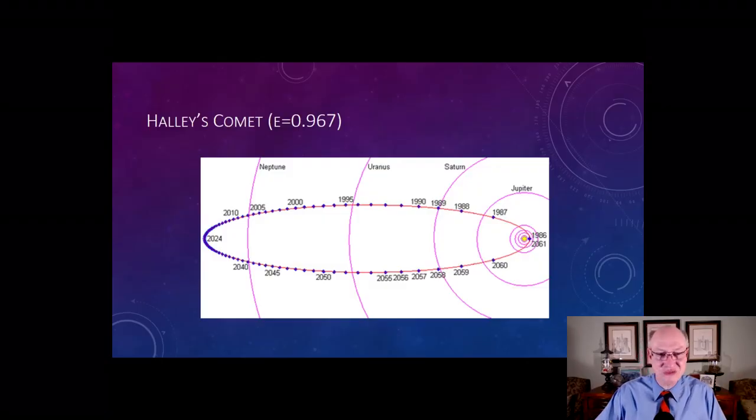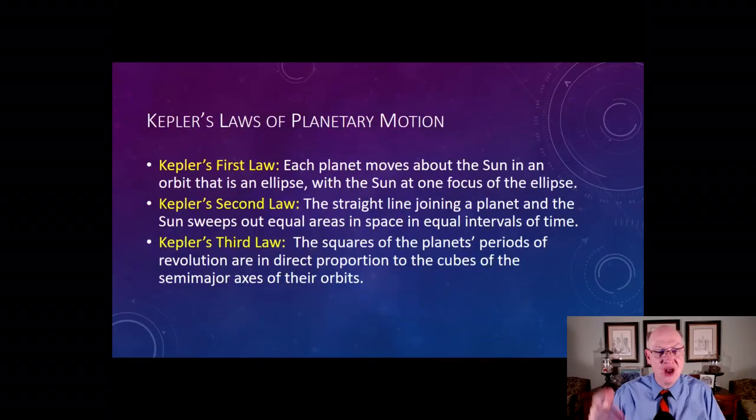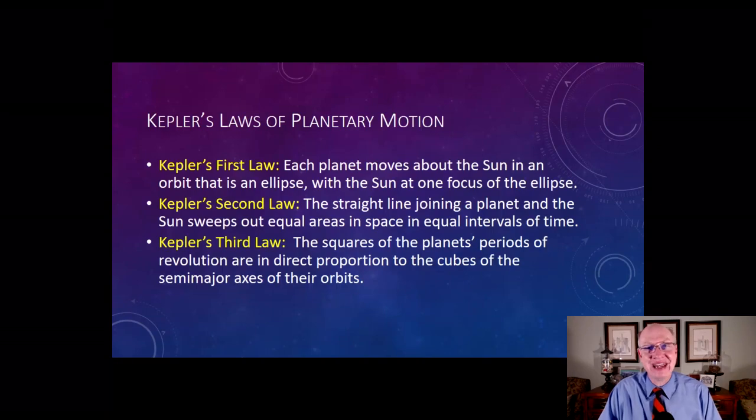So you might say to yourself, well, why didn't Kepler just say that? I mean, why did Kepler have this straight line joining a planet and the sun sweeps out equal areas of space in equal intervals of time? Why did he say that and not just say it moves faster when it's closest to the sun and slower when it's farther from the sun?